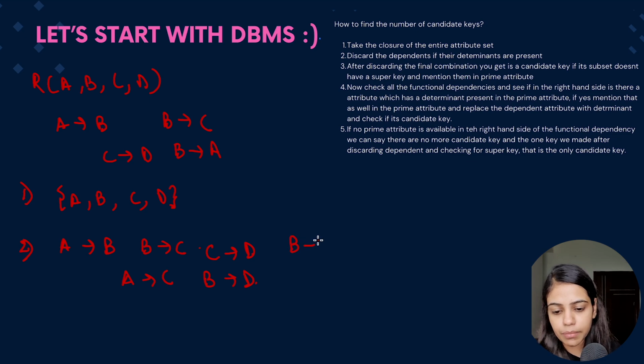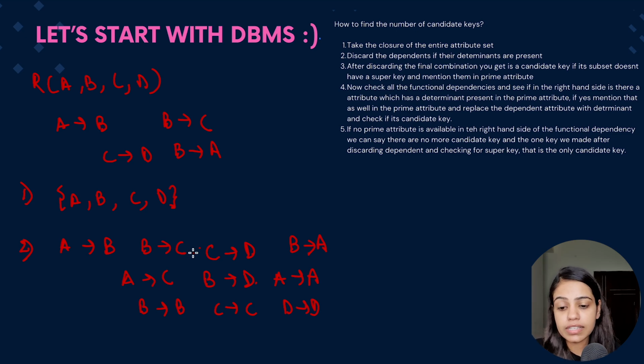Now B also determines A, and A determines B, B determines A, so A determines A is also a functional dependency. This is also the rule of reflexivity. We can say B determines B, C determines C, and D determines D. These are all the functional dependencies. Now what we will do is find the closure for the single attributes.